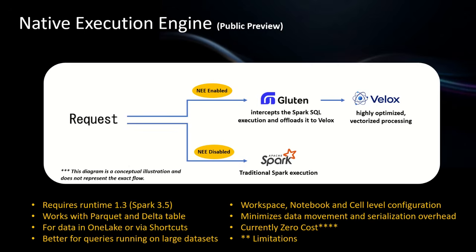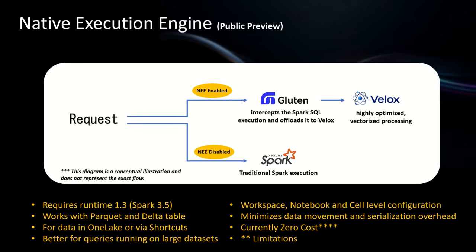Now, for example, as you see in this illustration, let's say you make a request. Let's say it's Python code in a Fabric notebook. When Fabric executes the query, if the environment is native execution engine enabled, then it bypasses the traditional Spark execution engine. So it goes through Gluten. Gluten simply intercepts the Spark SQL execution, and then it offloads that execution to Velox. That's what we see with this setting.